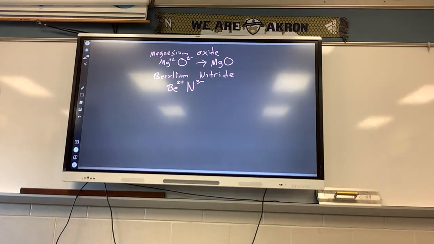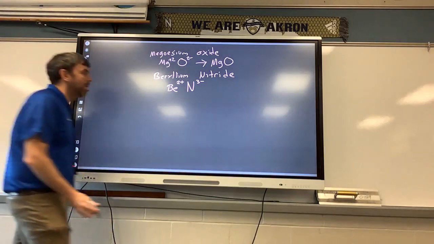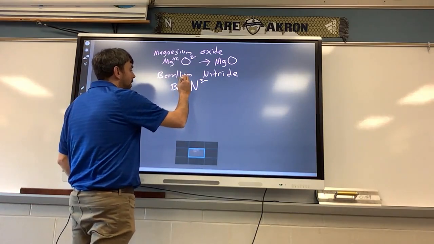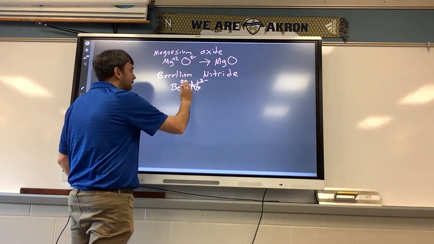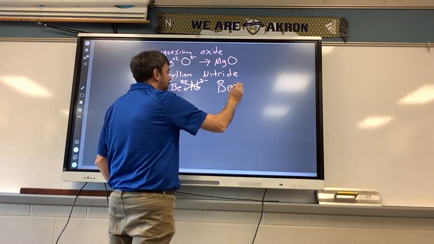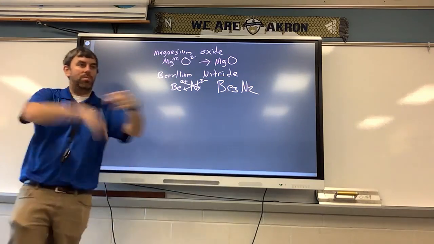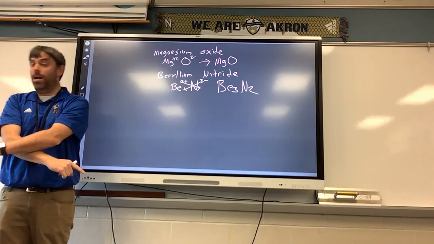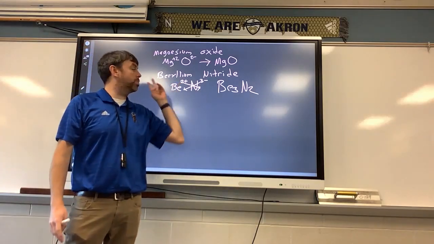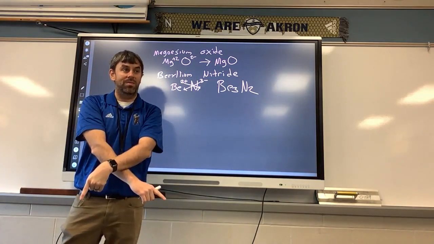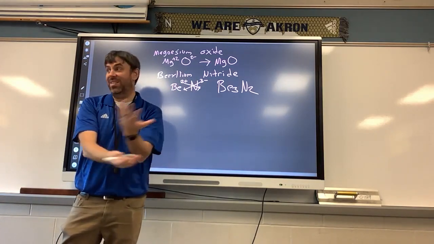No. So what do we have to do? What does the note say to do? Crisscross. This is all you do. If the charges don't match, are you ready for this? You bring the 2 down to nitrogen and the 3 down to beryllium. And this becomes Be3N2. You just bring the charges down. That's it. It works every single time. You don't bring the charge down with it, you just bring the number down. You just crisscross. That's all. It's kind of cool.